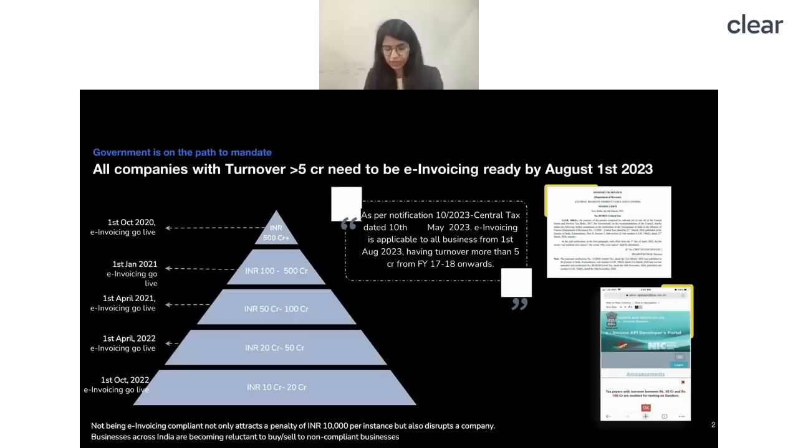Whether I am liable to generate e-invoicing for Karnataka, Delhi, or both the states. If you all can answer. I will see the answer from Arun.